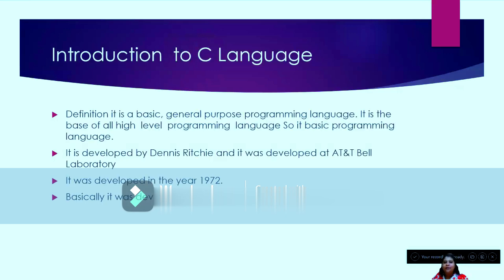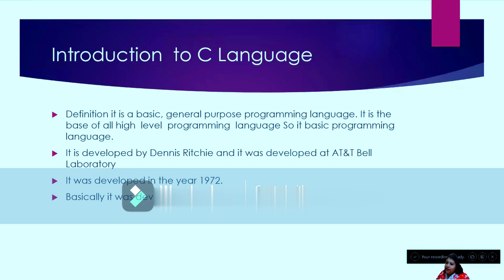Introduction. Definition. It is a basic general purpose programming language. It is the base of whole high level programming languages. So it is a basic programming language. It was developed by Dennis Ritchie at AT&T Bell Laboratories in the year 1972. Basically, it was developed for implementing the Unix operating system.